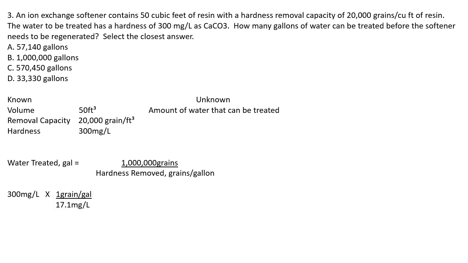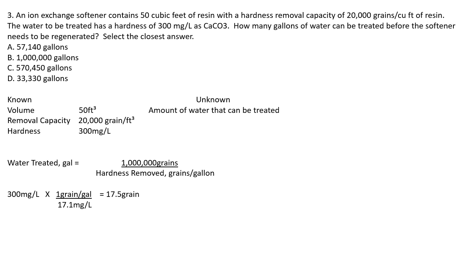The next thing we need to do is convert the milligrams per liter to grains per gallon, and there's 17.1 milligrams per liter per grain per gallon, and we've set this up so the milligrams per liter cancel out. So 300 milligrams per liter times 1 grain per gallon over 17.1 milligrams per liter, you get 17.5 grains per gallon.